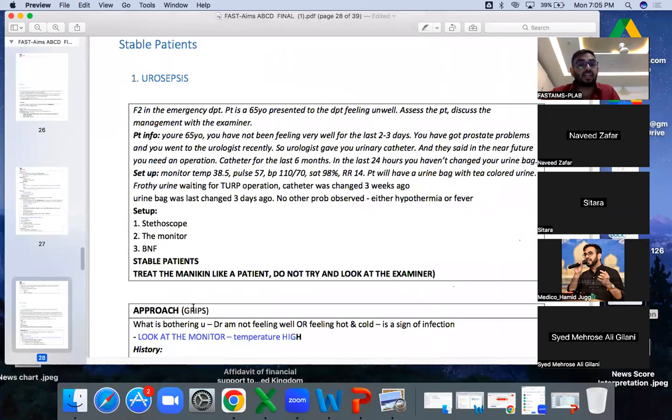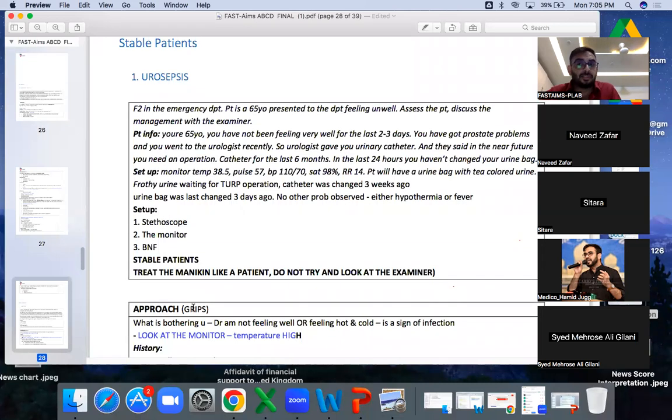And then the next scenario is regarding urosepsis. We have already done this. This is a stable patient. Now the stable patient scenarios are coming. Three are stable patient scenarios. This is the same as we have done with the sepsis patient. This is in the sepsis.